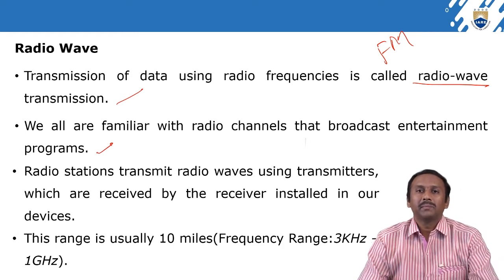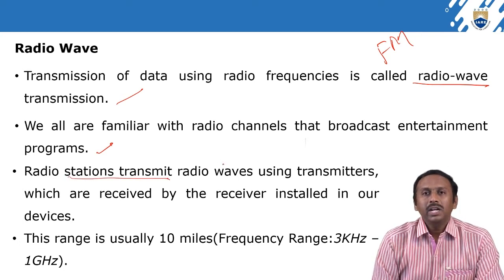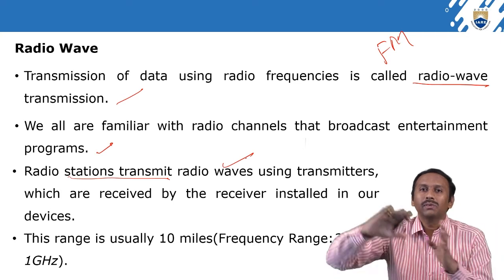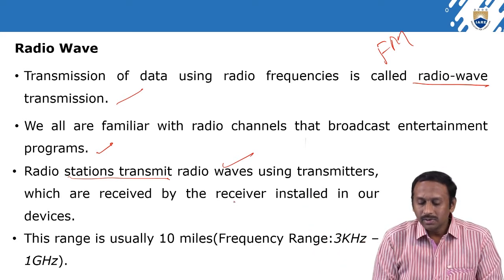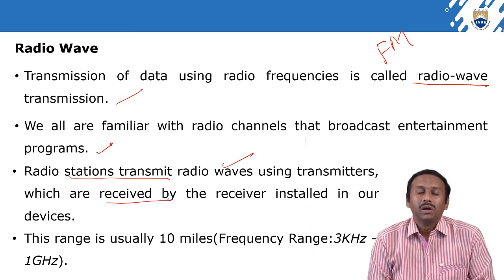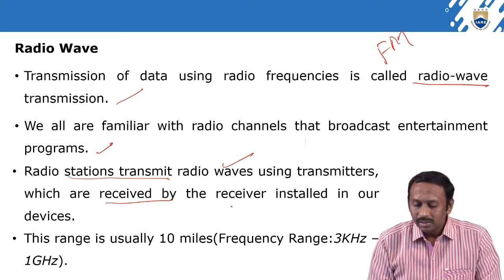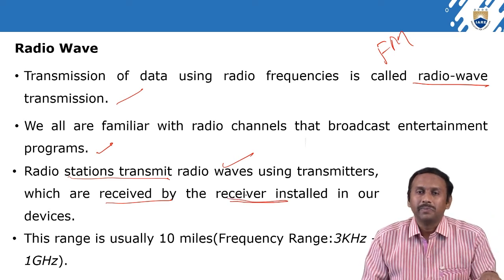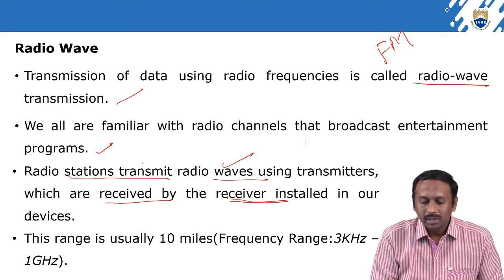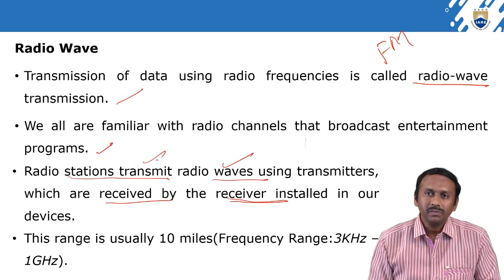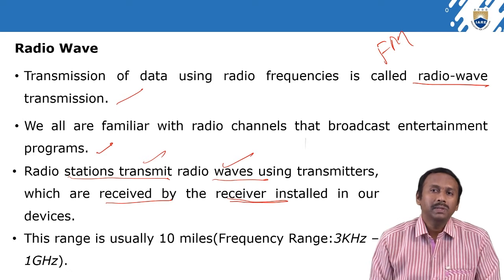How does this actually happen? The radio stations transmit the radio waves in the air, and they travel in the air. And the receiver device is there, like our mobile phones or radios. A device called a radio is there. The receivers are installed in our devices. The receiver gets those waves released by the radio stations, and they are converted into voice and come through the speakers.